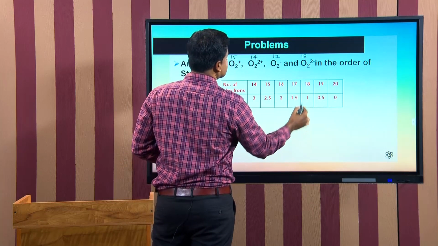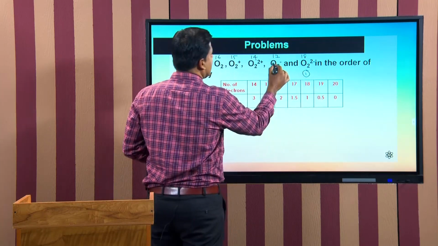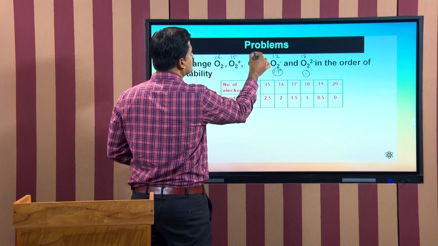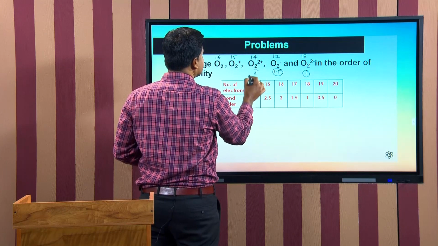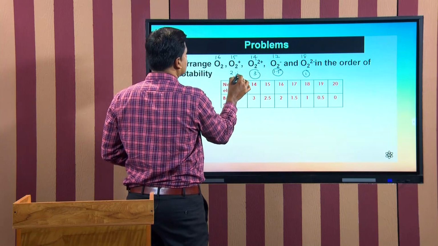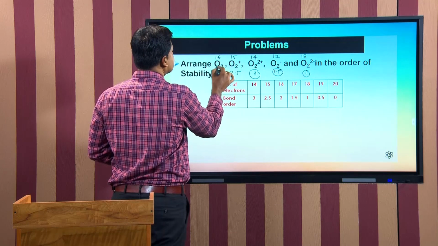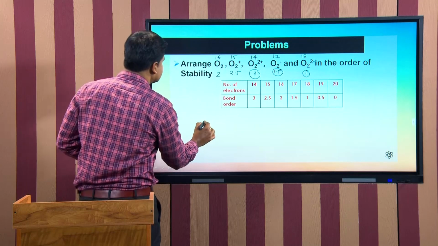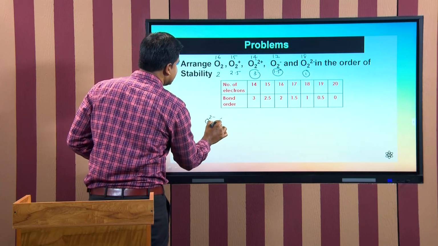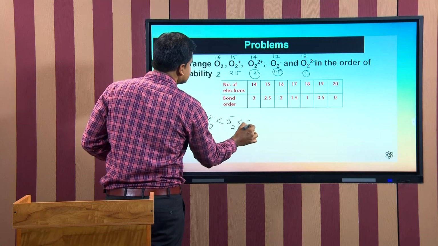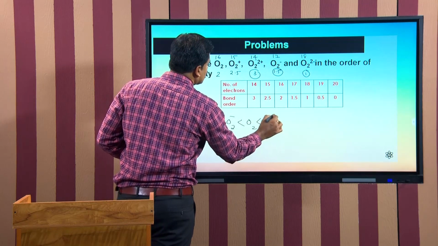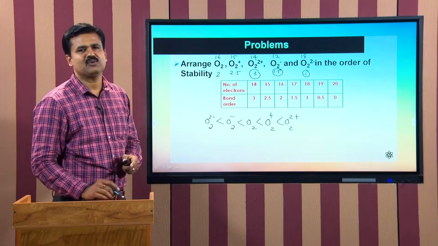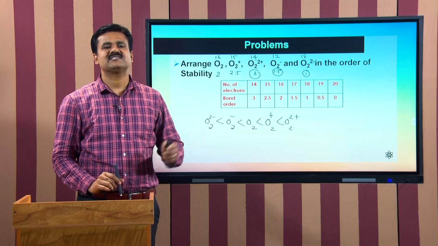For O2 2 minus the bond order is 1, and for O2 minus with 17 electrons the bond order is 1.5. For O2 2 plus the bond order is equal to 3, for O2 plus the bond order is 2.5, and for oxygen the bond order is equal to 2. Hence the stability order is: O2 2 minus less than O2 minus less than O2 less than O2 plus less than O2 2 plus. This is the stability order of the given 5 species based on bond order.